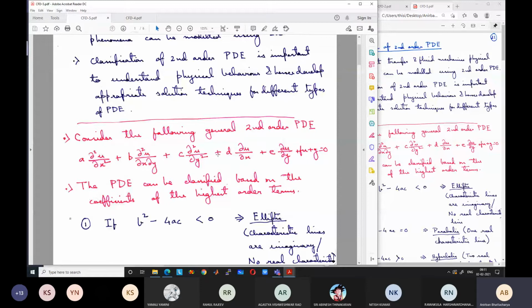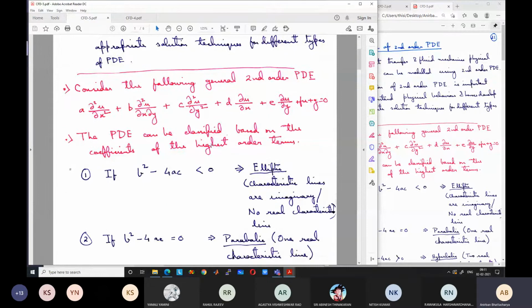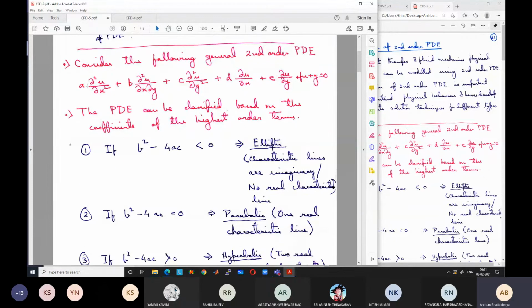So for this PDE, we can classify it based on the coefficients of the principal part, coefficients of the highest order terms. How? If this is written in this form, a ∂²u/∂x² plus b ∂²u/∂x∂y plus c ∂²u/∂y², where a, b and c are the coefficients of these three terms. Based on these three coefficients a, b and c, if b square minus 4ac is less than 0, we call it an elliptic equation.